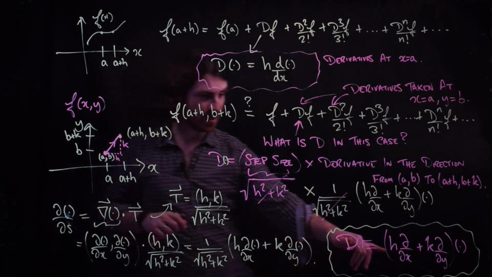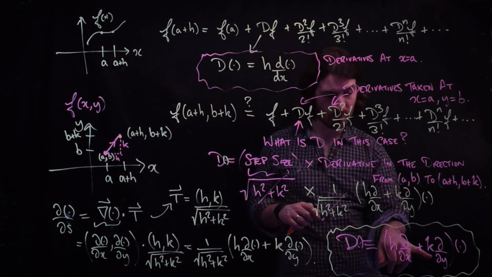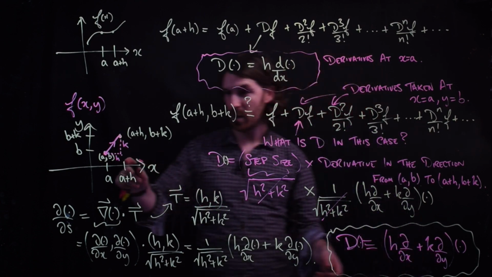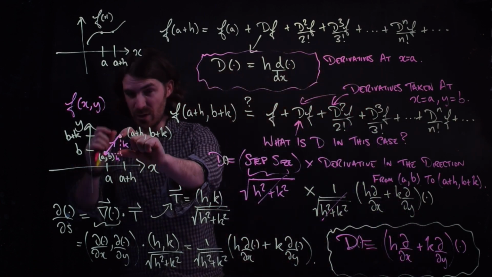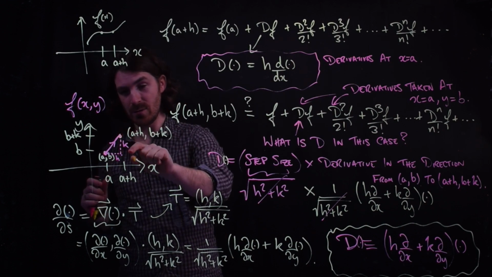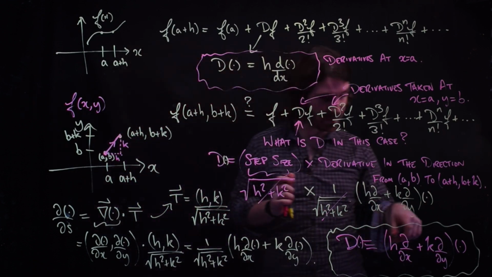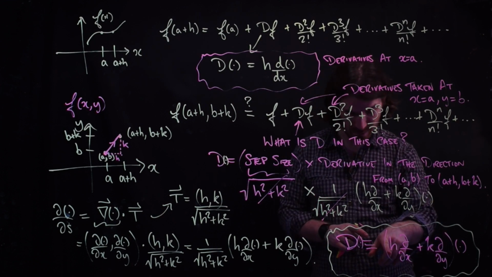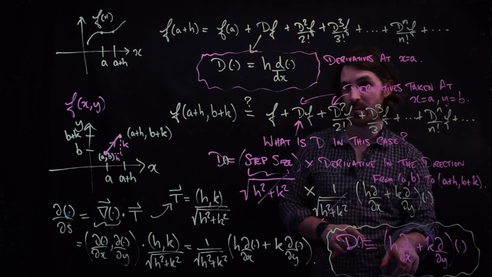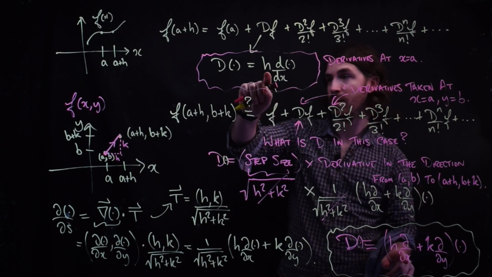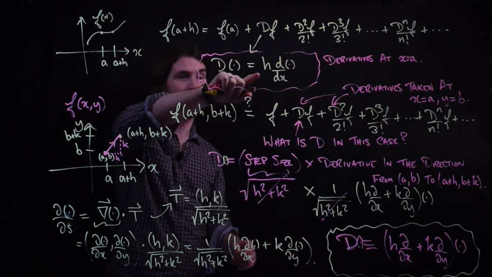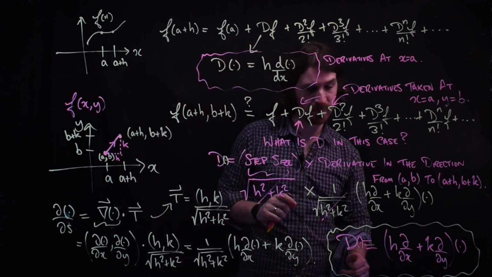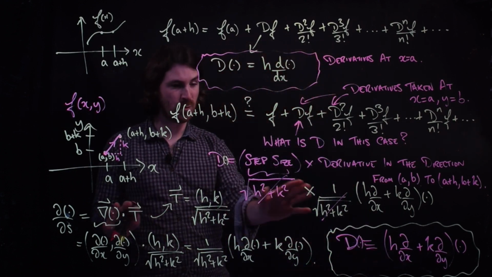Okay, we can ask ourselves if this is sensible. One thing we can do is think of what happens if we don't change the y coordinate, so set k to 0. If we set k to 0, then we lose the second term, and we just have this h d by dx. So we get back our single direction formula, as we should expect. So this is more general.